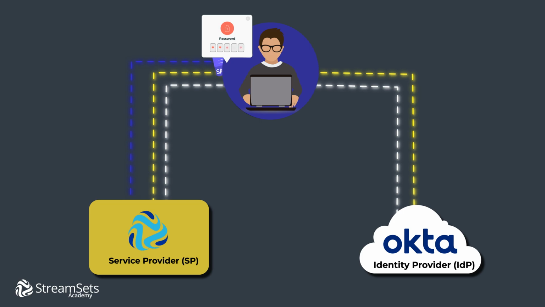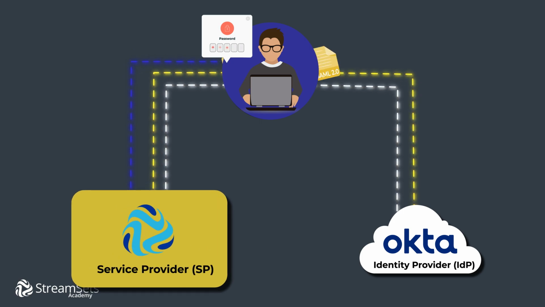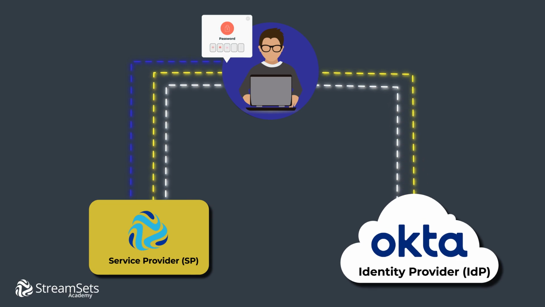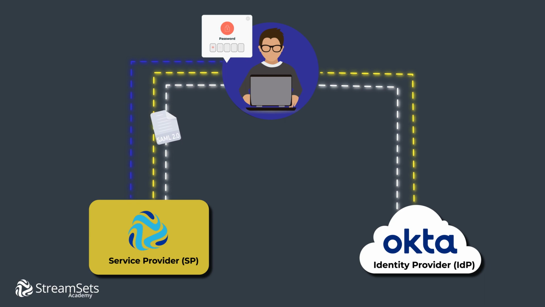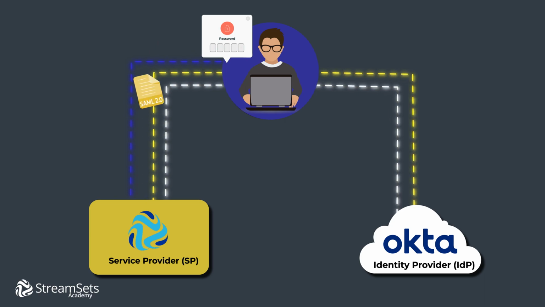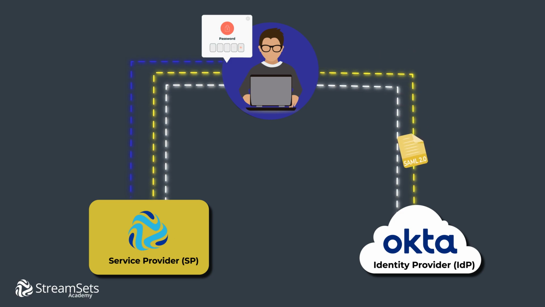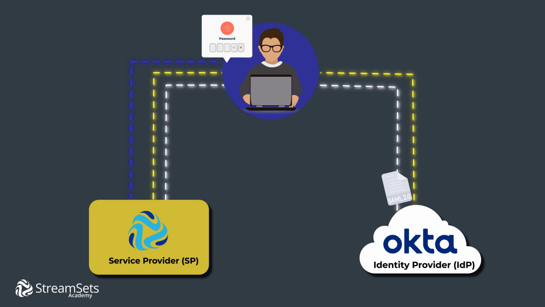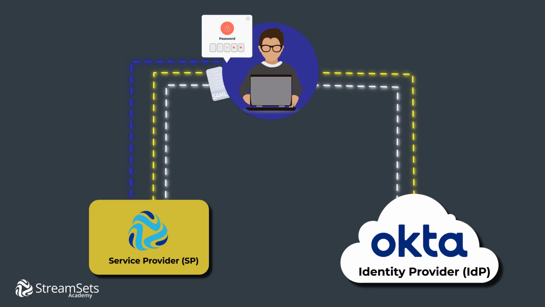Enabling SAML authentication involves registering StreamSets as a service provider in an identity provider and configuring SAML authentication for your Control Hub organization. For the purposes of this video, we will walk through the basic steps required to set up SSO in our Control Hub organization using Okta as the identity provider.